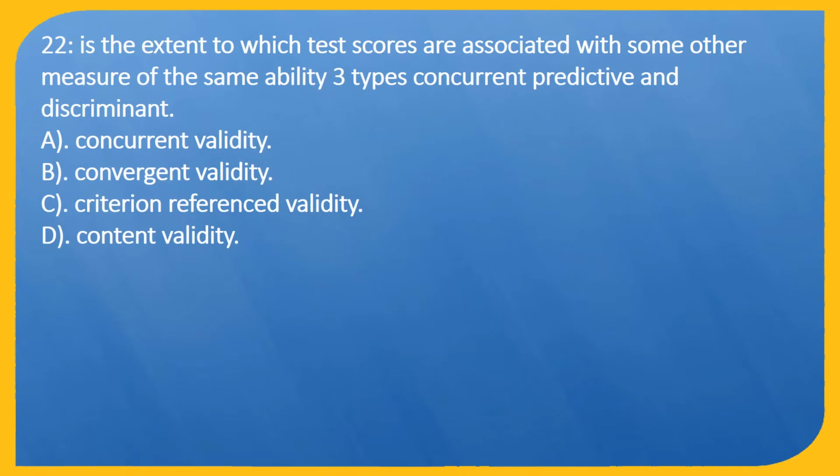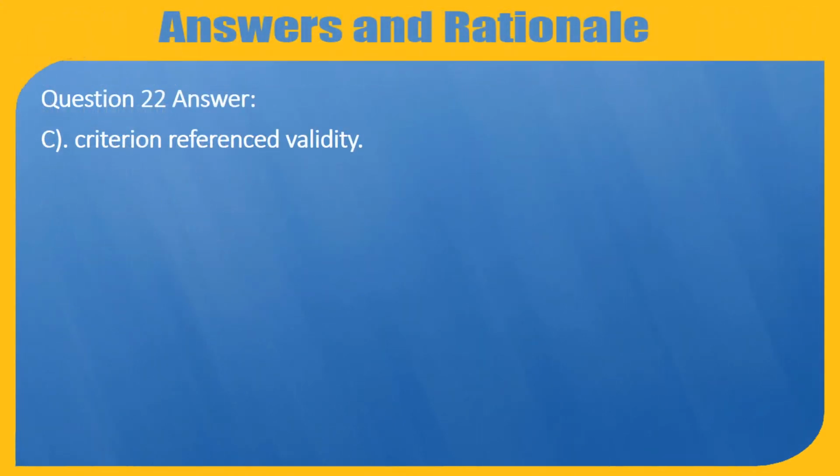Question 22: Is the extent to which test scores are associated with some other measure of the same ability. Three types: concurrent, predictive and discriminant. A. Concurrent validity. B. Convergent validity. C. Criterion referenced validity. D. Content validity. Question 22 answer, C. Criterion referenced validity.